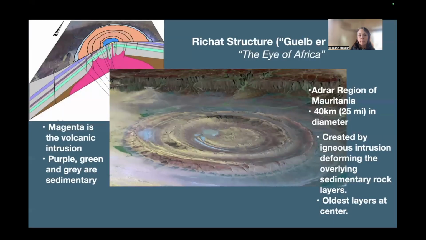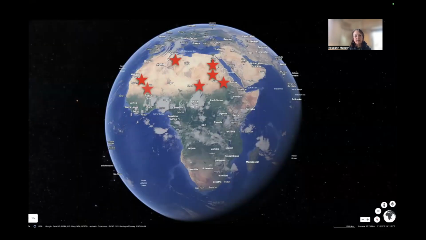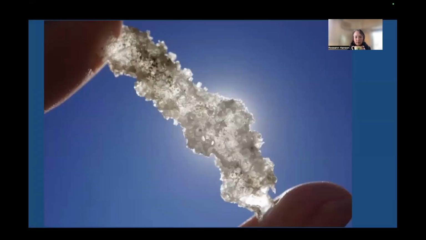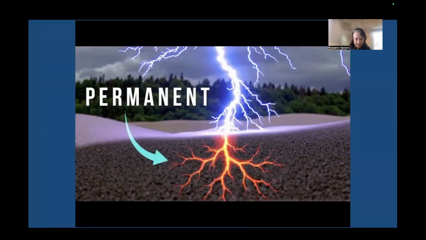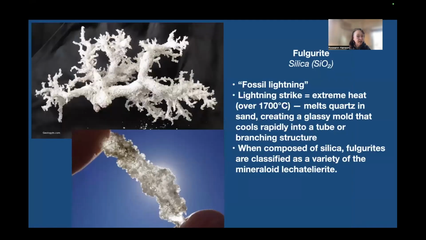And moving on. What else is there? Oh my gosh, this is a huge continent. So there's so much. We are heading not too far away in Mali, I believe, where there was found this crazy stuff, which is sand that was fused by lightning. It becomes a rock known as fulgurite, which is silica, and called fossil lightning.